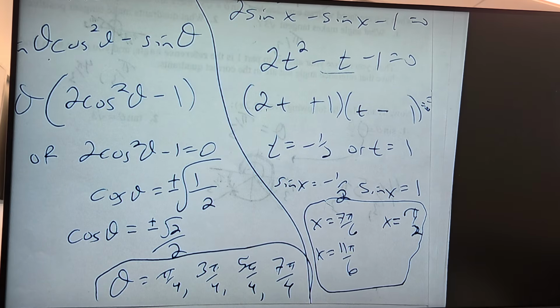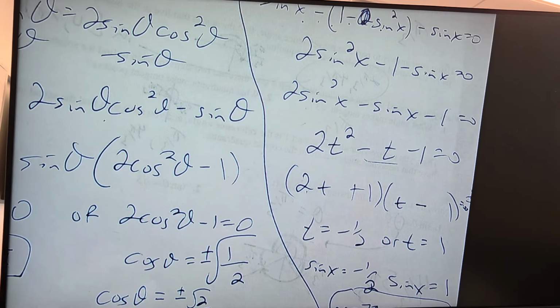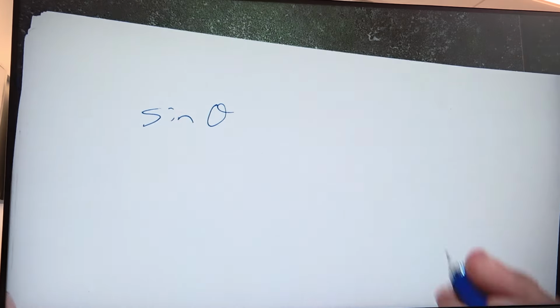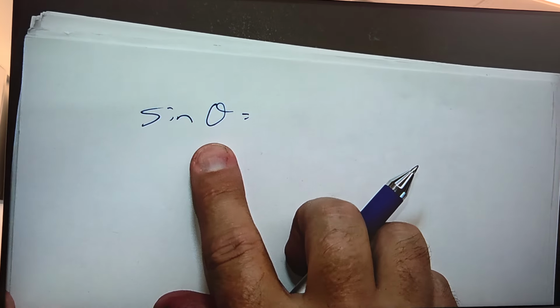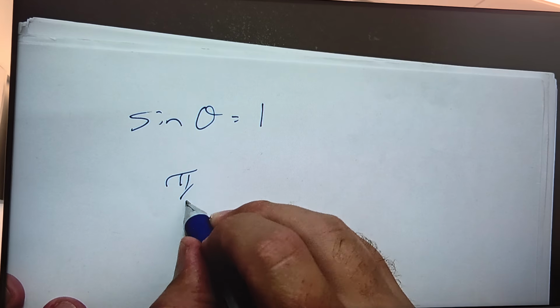Okay. So I want to say one word about, well, maybe more than one word. One quick thing about the next level of this. Because here's the thing. If I ask you without any constraints, when is sine theta equal to 1? No constraints. When is sine theta equal to 1? Why is that not the only answer?